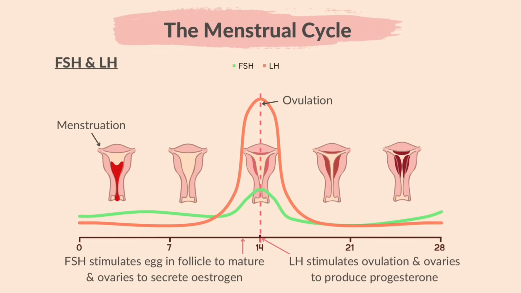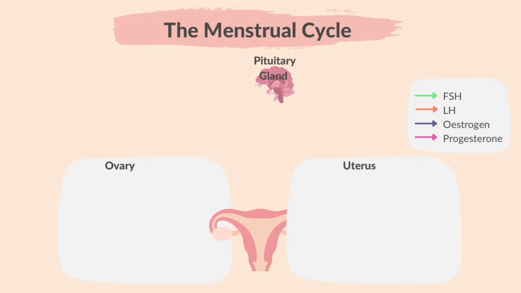LH levels also begin to rise in response to increasing estrogen levels from the growing follicles. On day 14, the surge of LH triggers ovulation, causing the dominant follicle to release an egg. LH levels decrease after ovulation while FSH levels remain stable. Let's summarize how all 4 hormones control the menstrual cycle and pregnancy.